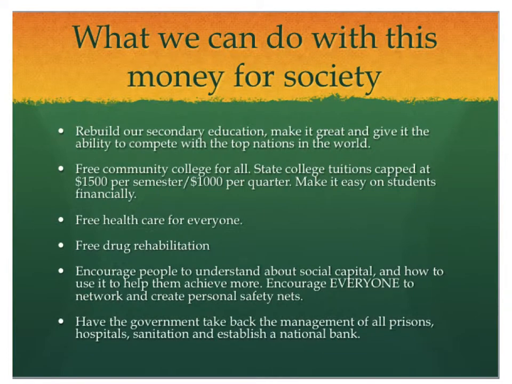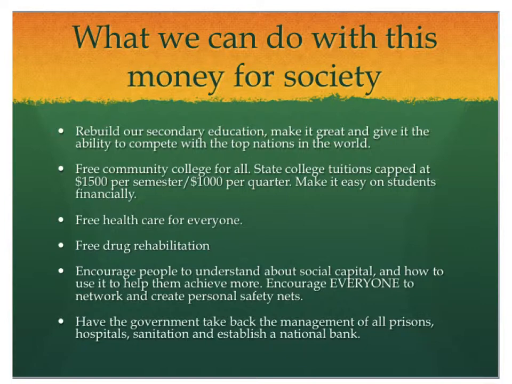And then what we can do with this money we will generate. Rebuild our secondary education. That should be the first priority. Make it great again. Give our students the ability to compete with the other great students in the world, our high school students. Free community college for all, and state college tuitions capped at $1,500 per semester or $1,000 per quarter. Make it easy on students financially.